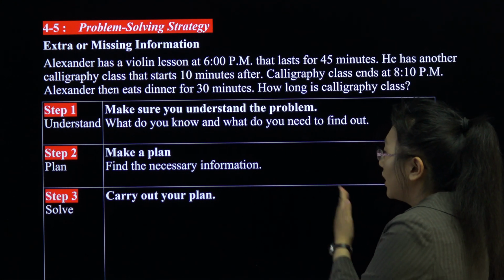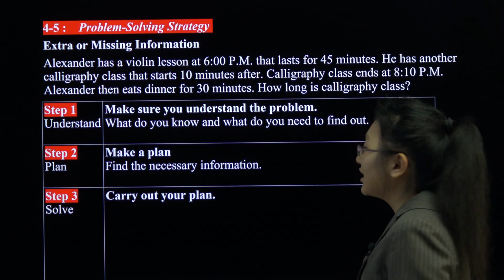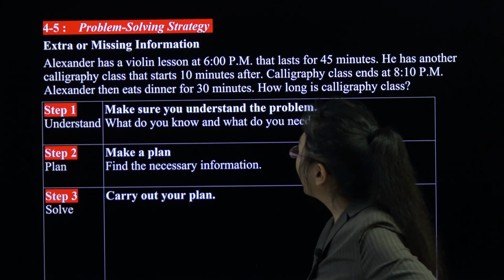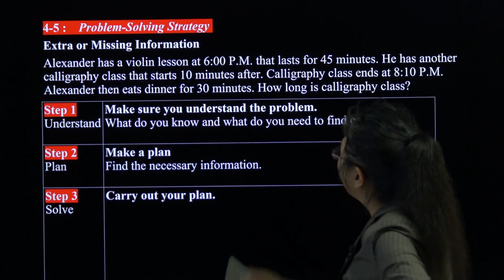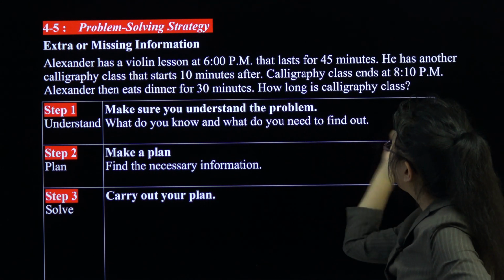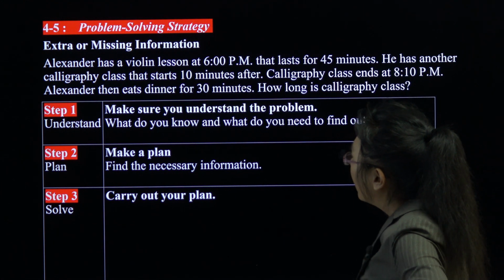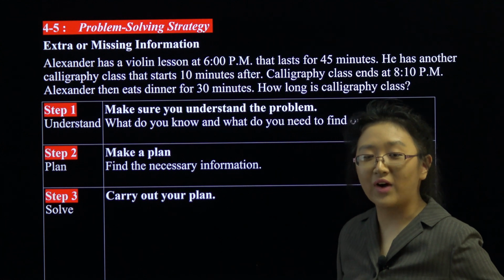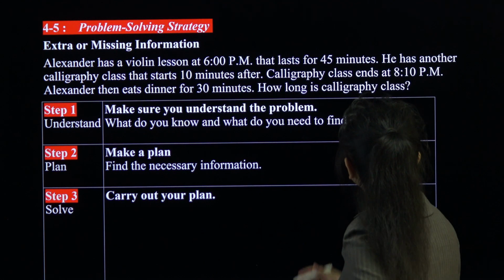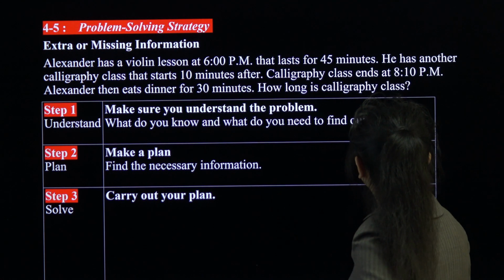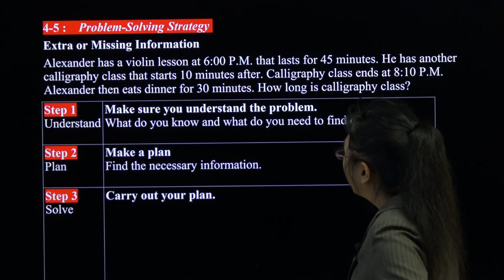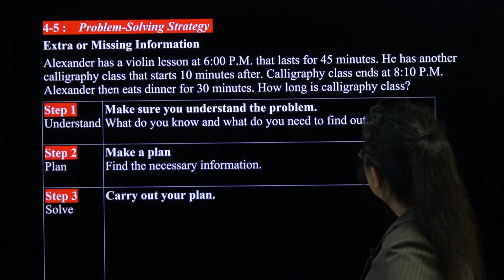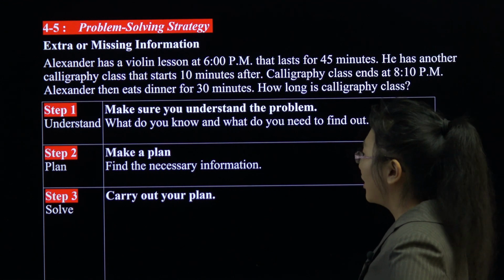Well, understand. What do you know and what do you need to find out? We know when his violin lesson starts and how long his violin lesson lasts. We also know when his calligraphy class starts, 10 minutes after his violin class ends. And we also know when his calligraphy class ends. We also know how long he eats dinner for, but how long calligraphy class is, is what we need to find out.